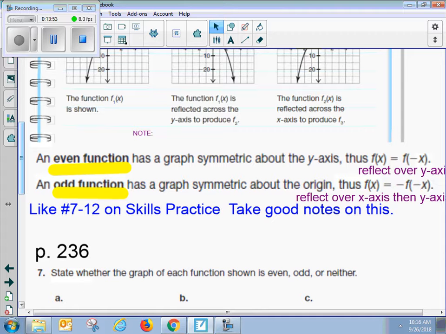Anybody writing down the highlighted info? Unless you just know it. It's up to you. Yes, ma'am.